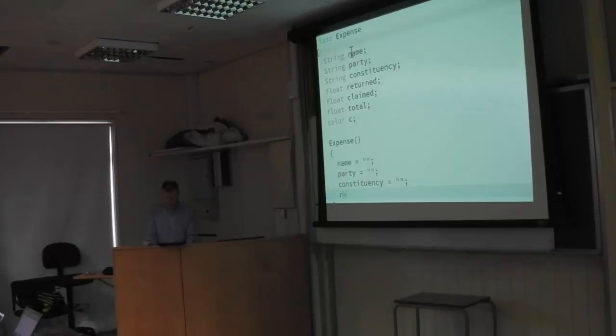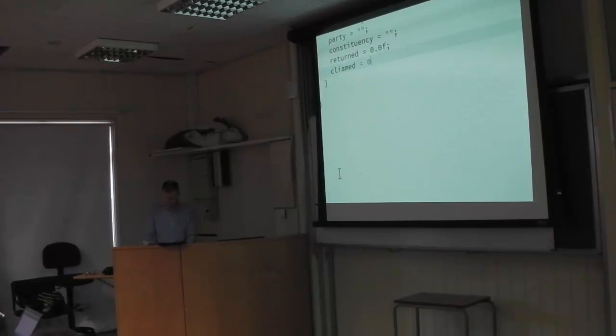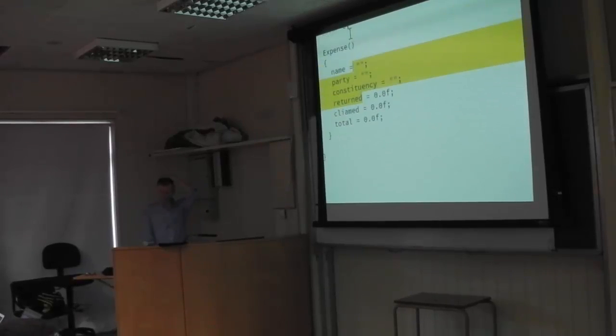And returned equals 0.0f. Claimed equals 0.0f. And then the total equals 0.0f. Okay, so that's pretty much my default constructor.